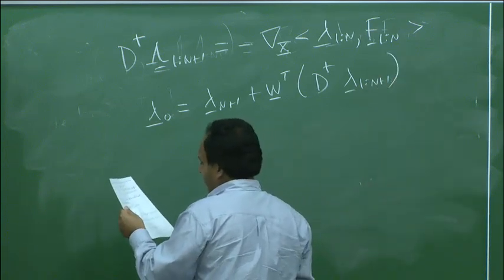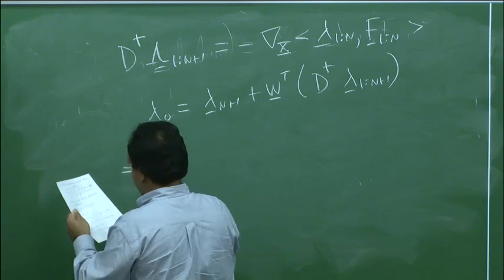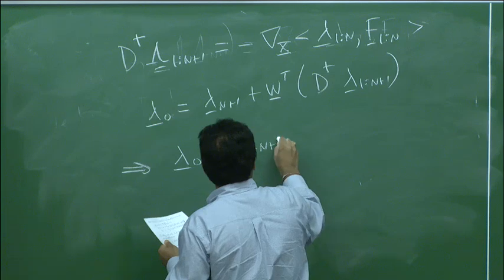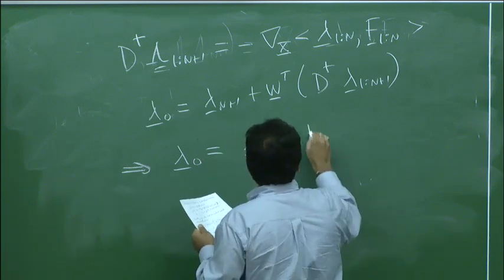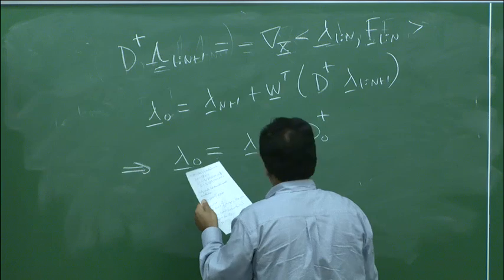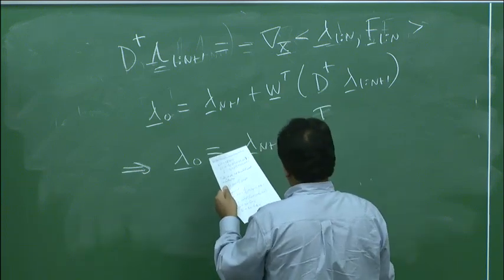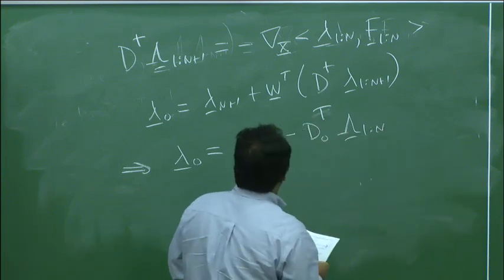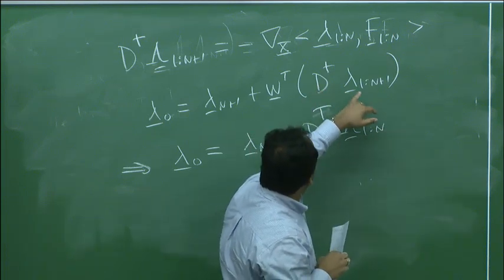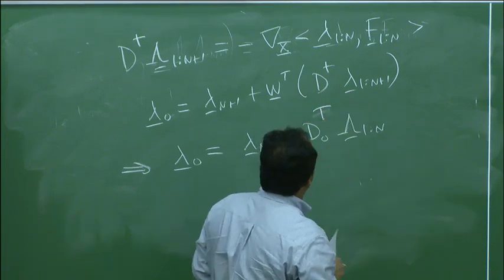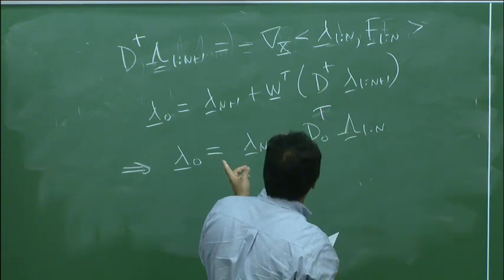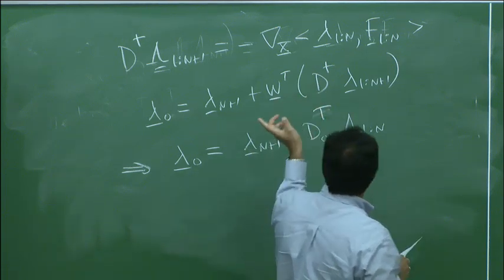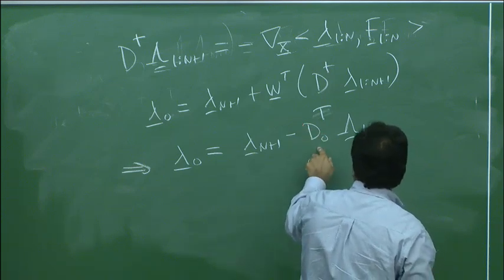If I do this, I get that lambda 0 is equal to lambda n plus 1 minus D0 dagger, D0 transpose times lambda 1 colon n. This comes from the fact that the product of D dagger with lambda 1 colon n plus 1 can be related back to the matrix D, and I can use the fact that D dagger and D are related through the relationship that I wrote down earlier, and I get this result right here.